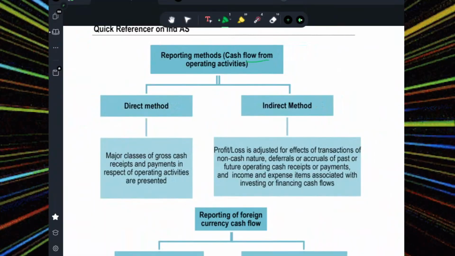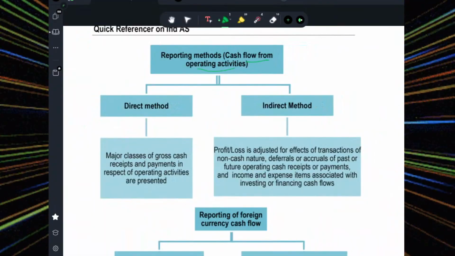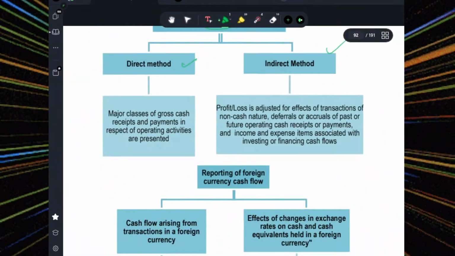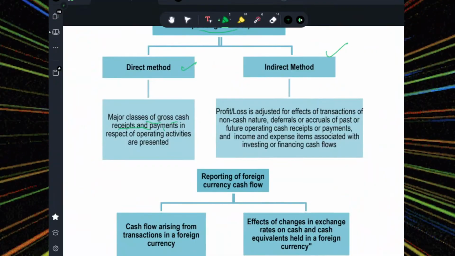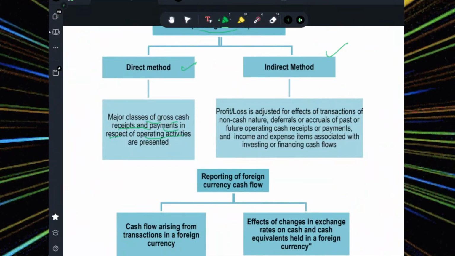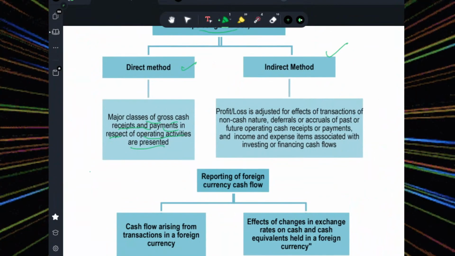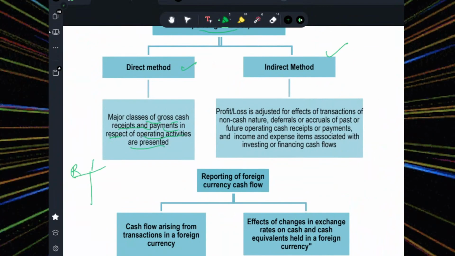Reporting method, cash flow from operating activities. What? Direct method, indirect method. What is the direct method? Major classes of gross cash receipts and payments in respect of operating activities are presented. So the direct method is where you list receipts and payments.